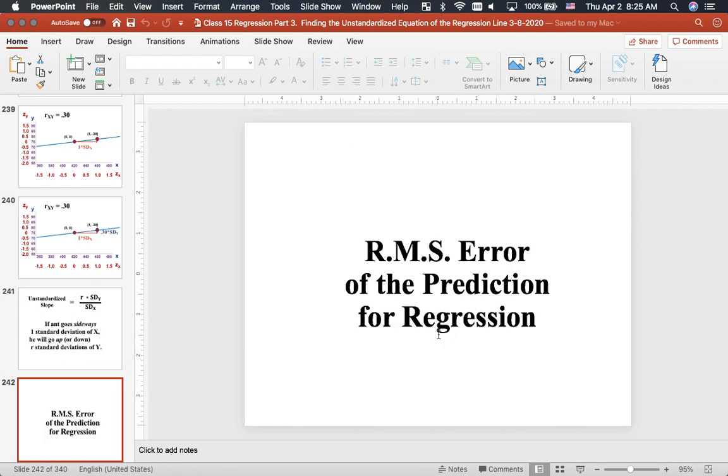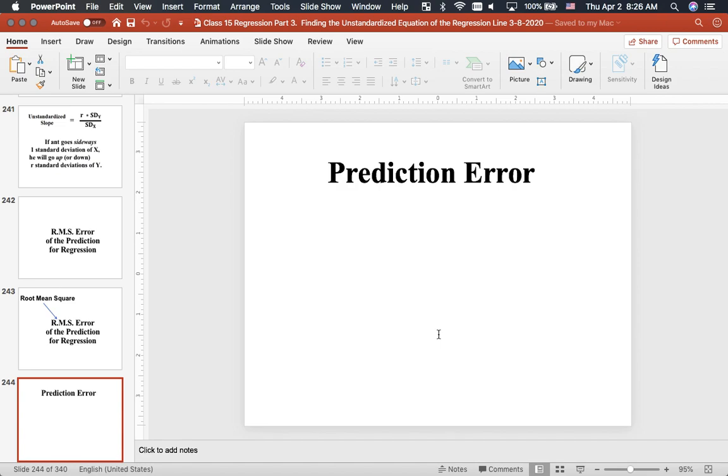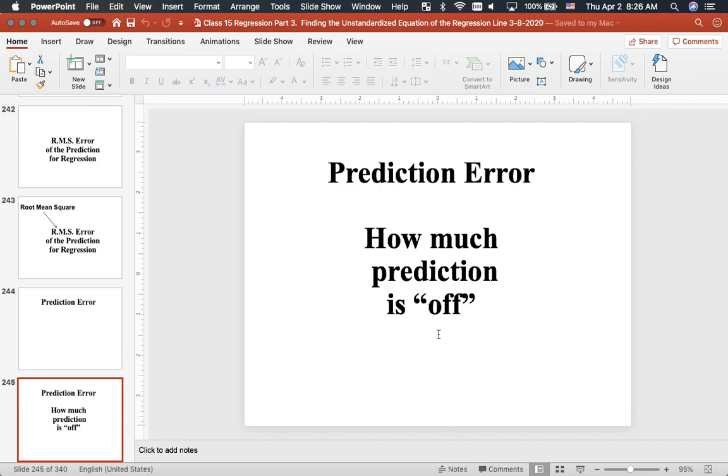Okay, so now let's move on to RMS error of prediction for regression. As we learned before, RMS, root mean squared, we learned that back when we were figuring out z-scores and correlation coefficients and everything. So let's talk about prediction error. Prediction error is just how much our prediction is off.